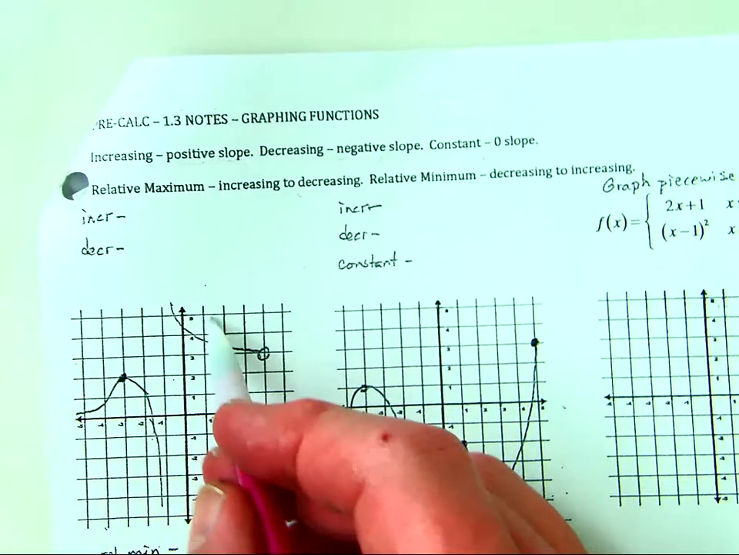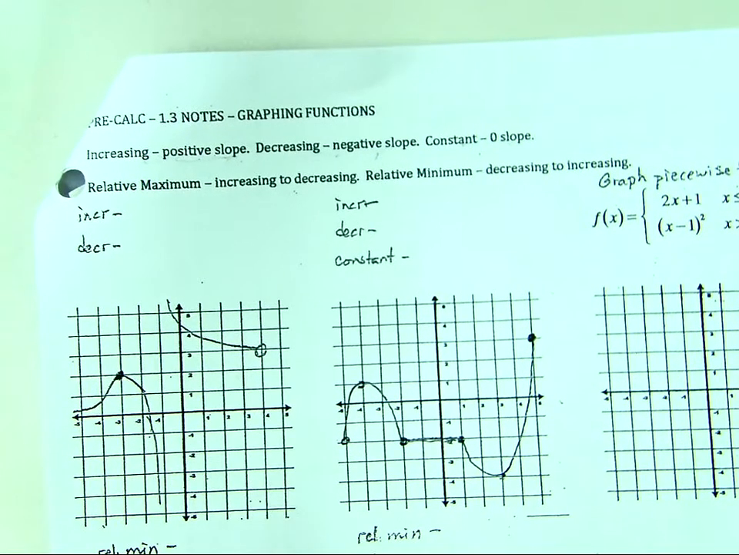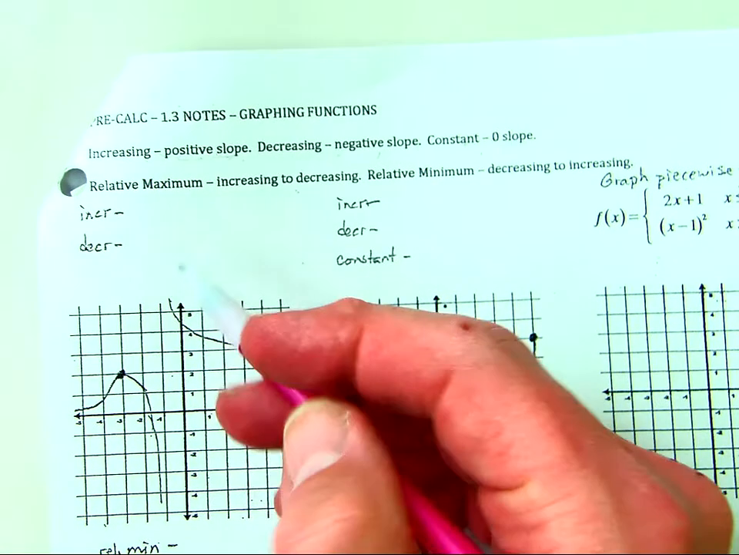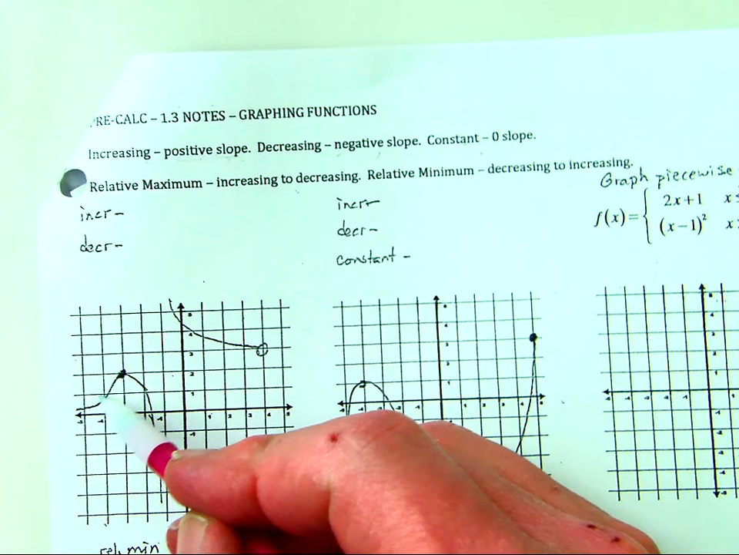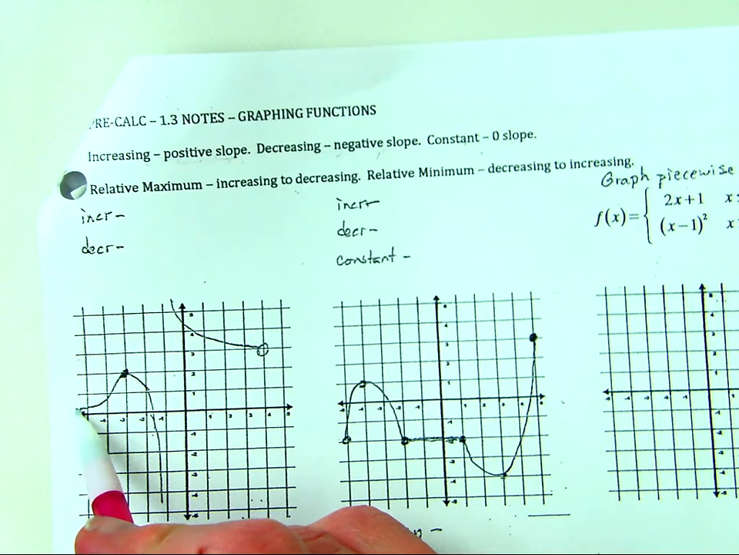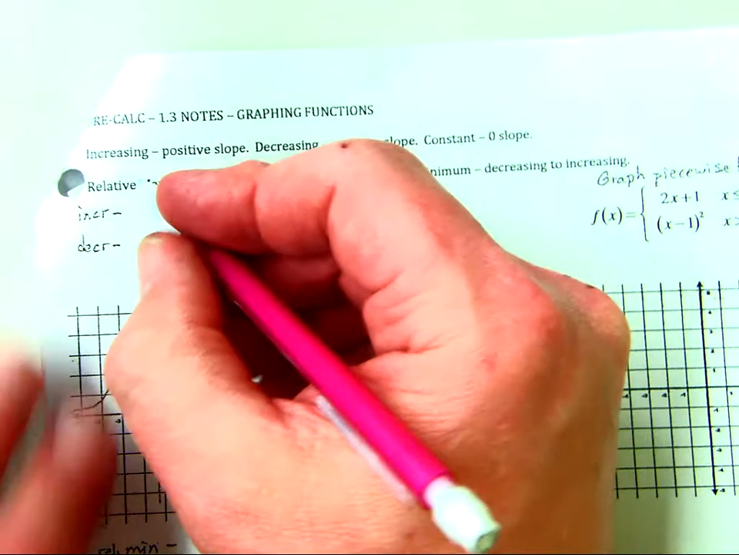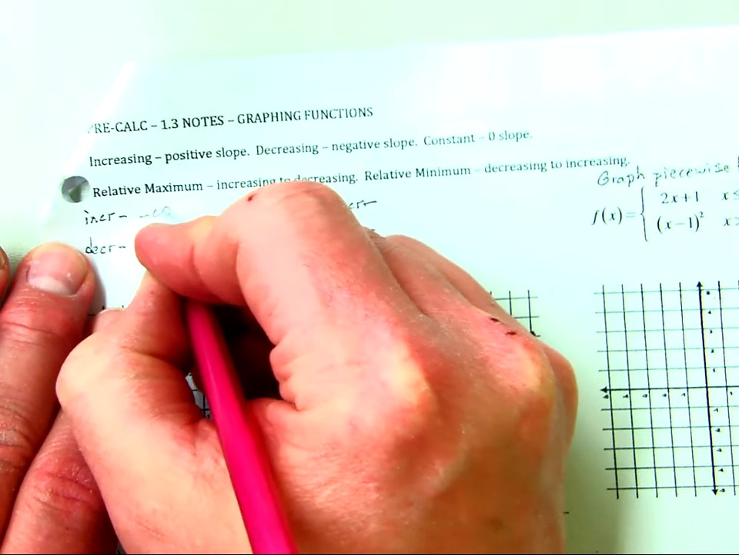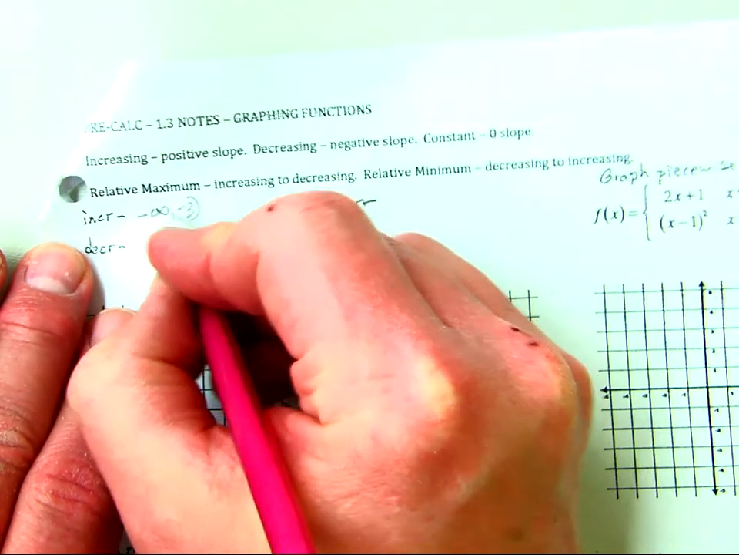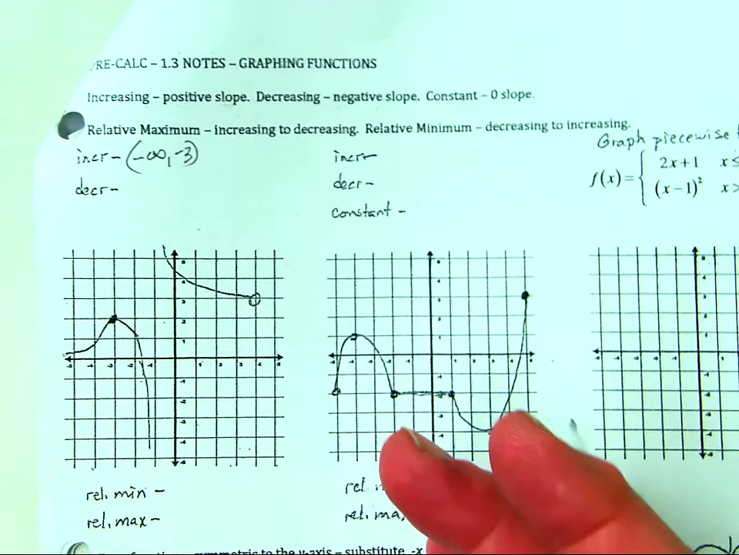So like here on this first one, if I said, when is this function increasing? When you list the intervals, you always use the x coordinates. So notice here, it's going up right over here, it's increasing. That's on the left, that's negative infinity. It keeps increasing till we get to negative 3. So you could say it's increasing from negative infinity to negative 3.